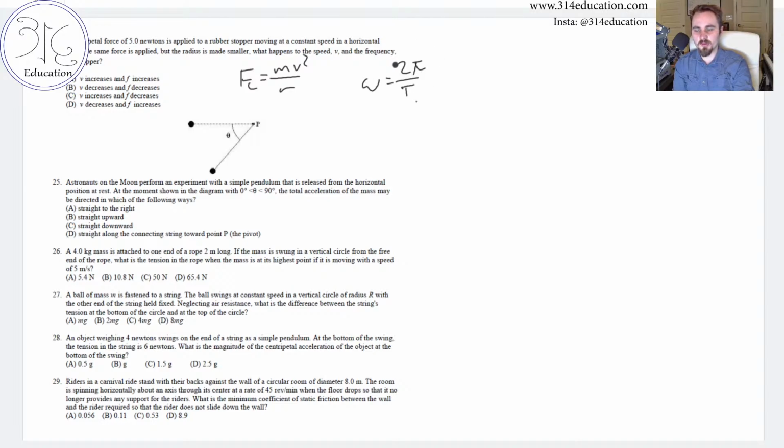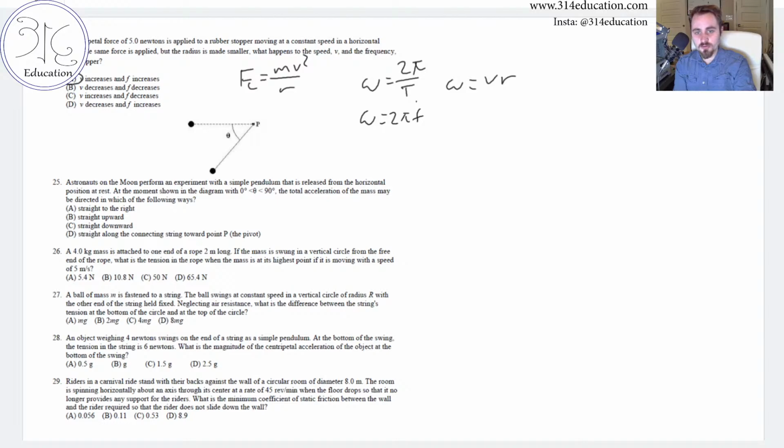And for a complete cycle, we travel 2 pi radians. And then we can write this as 2 pi times f. And then omega is also directly proportional to v times r. So v goes up, omega goes up. If omega goes up, f goes up. V increases and f increases. That is A. Good, good.